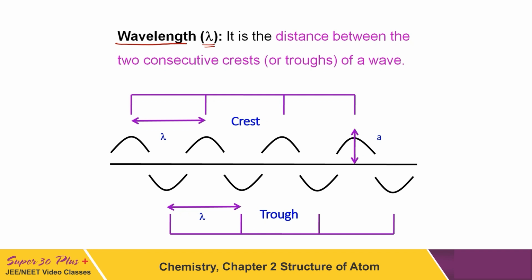Lambda is the wavelength. In simple words, wavelength is the distance traveled by wave in one cycle. Or you can also say it is the distance between two consecutive crests of a wave, or troughs you can also use. So if you consider this as a wave, from here to here, this is one cycle. Now how much distance did the wave travel in this one cycle? This much distance. This is called the wavelength. So the wavelength is the distance traveled by wave in one cycle.